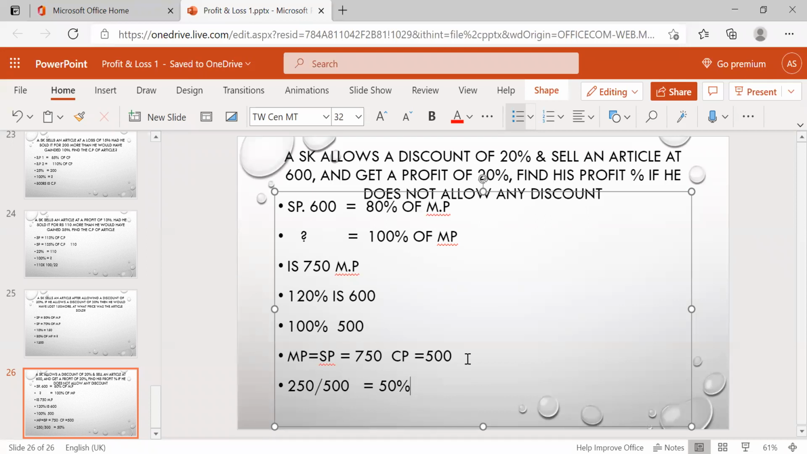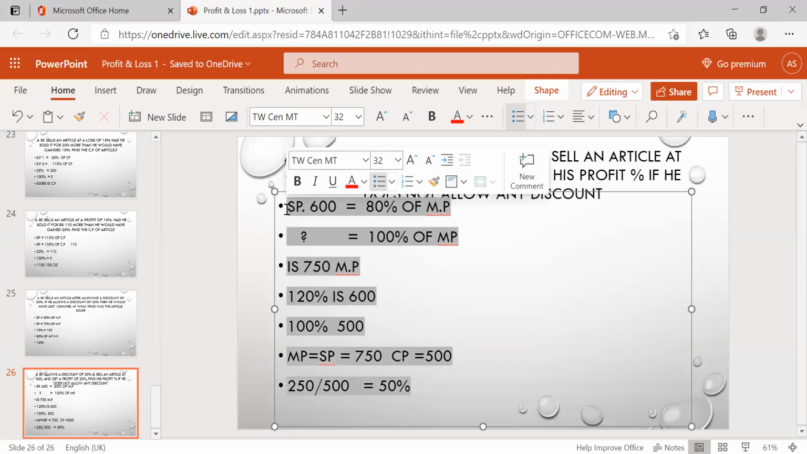First of all, we have to find out the mark price, and then we have to find out the CP, cost price. Then we have to find out the profit. If 250 is the profit, then the profit percentage. So three steps are involved here. Without doing all these things, we can calculate like this also. Just see what they're saying.